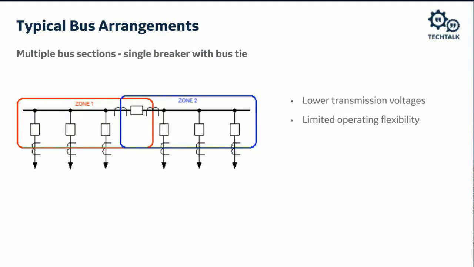So if we lose one of the bus zones, we can easily pick up 50% of our load on bus 2. Or if we lose one of our sources, we can then pick up the other 50% of our load from the remaining source. So it offers some reliability in the design, as well as some operational flexibility of being able to maintain one bus while keeping the loads in service.